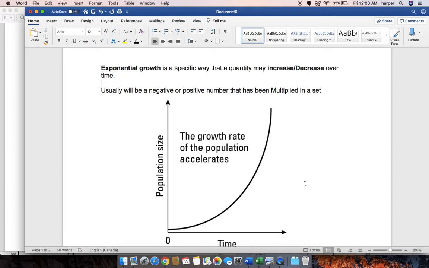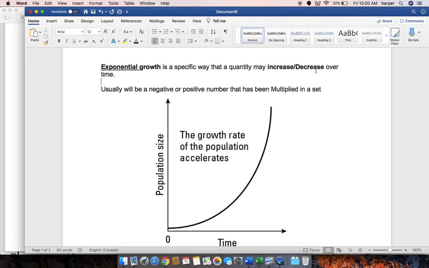Here's the mathematical term for exponential growth: a specific way that a quantity may increase or decrease over time. Notice how it's both increase and decrease. That's really important. It's not just positive growth, sometimes you have negative growth. You always hear the saying, oh, it's growing at an exponential rate, or growing exponentially fast. All they're saying is that something is growing at a real rapid, super fast pace.